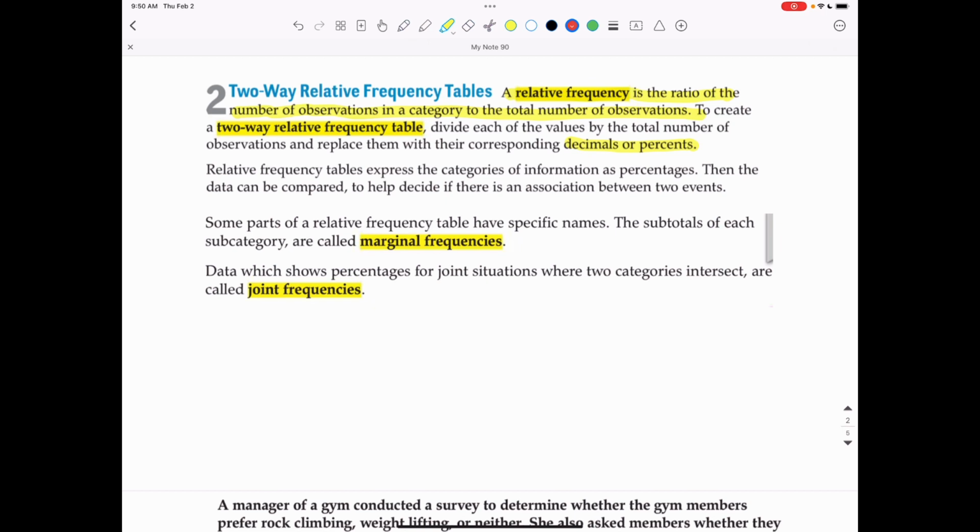Some parts of a relative frequency table have specific names. The subtotals in each category are called the marginal frequencies. Data which shows percentages for joint situations where two categories intersect are called joint frequencies. So the total of each column or row, but not the overall total, is a marginal frequency. A joint frequency is going to be the number that is in a particular cell.